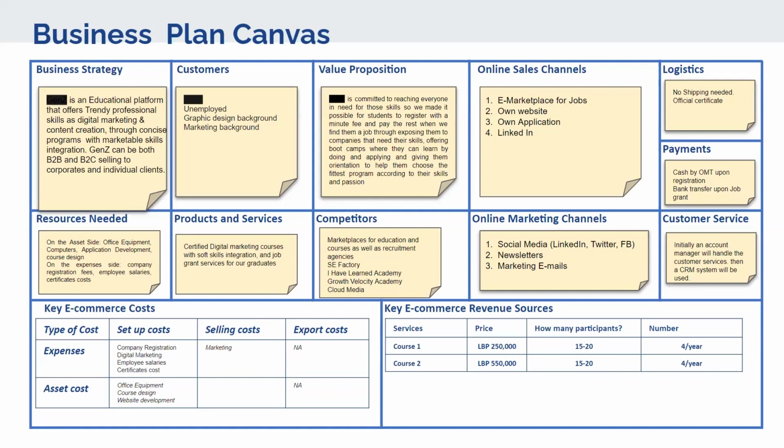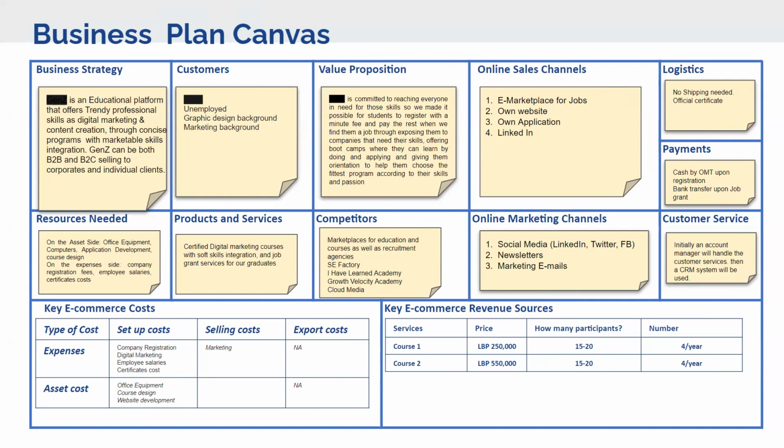The payment, because we are in Lebanon, so the banking system is not really working. So cash via OMT and bank transfer upon getting a job grant. So the financial model, if you want, is to take a minimum fee for the course, a really, really very minimal fee. And then once they get their job, to get their first salary as a compensation if we get them a job.